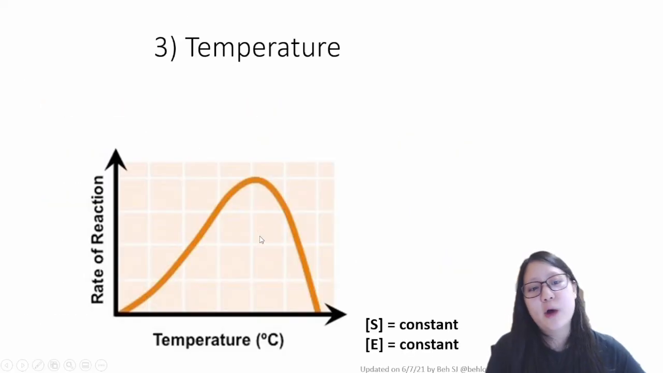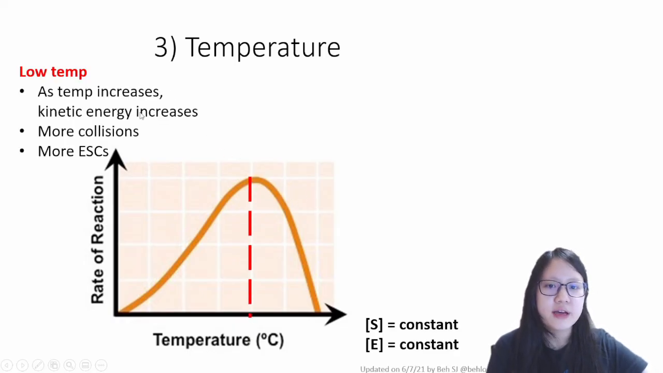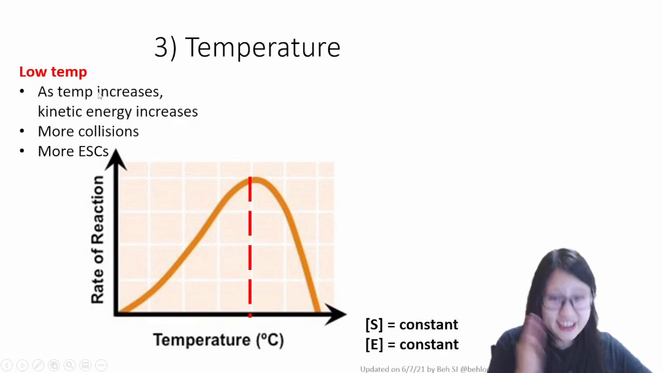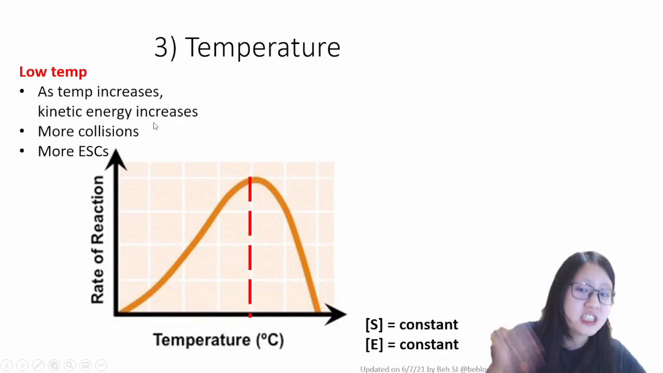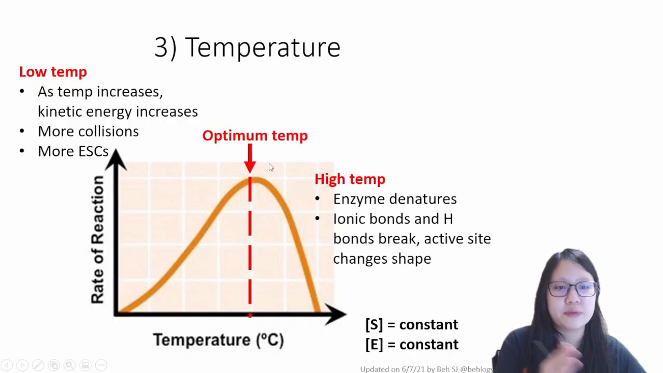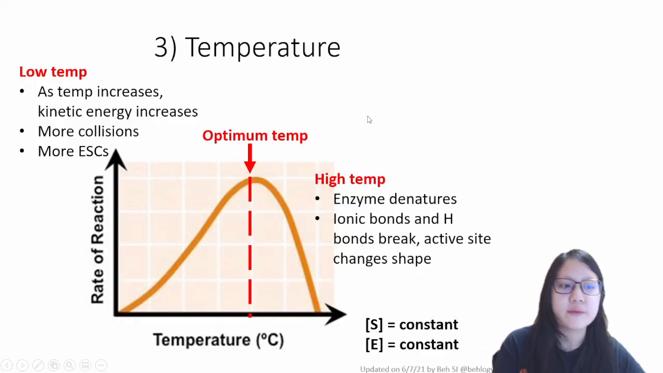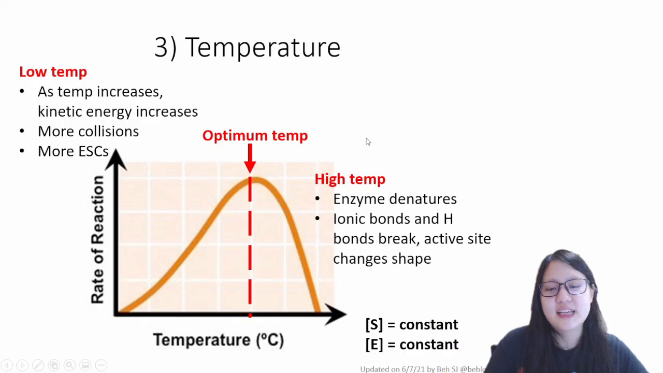In summary, at low temperature, as temperature increases, kinetic energy increases, more collisions, more enzyme substrate complexes. Great. This occurs up till optimum temperature. At high temperature, however, enzymes denature. Why? Because the ionic bonds and the hydrogen bonds break and the active site changes shape. And therefore, no more enzyme substrate complexes can form. And ta-da! Low rate of reaction.